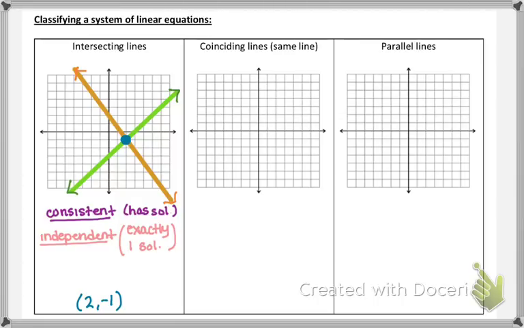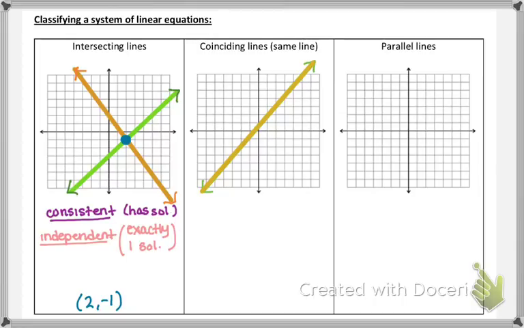A second scenario is you could have two lines that overlap. They're coinciding lines, meaning that they're practically the same line. So if I draw my first line, any line that you like, doesn't matter, just draw a line. And let's say my second line overlaps it completely. It's basically the same line.